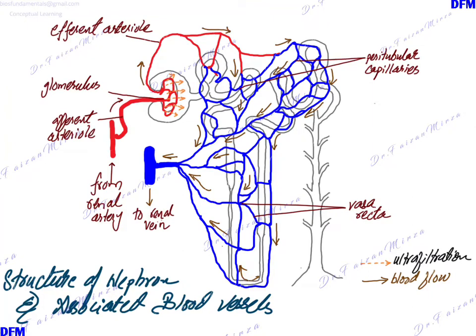Hello students, this is Dr. Faizan Mirza. We are discussing the topic of homeostasis and how the kidney is functioning in promoting the first step of urine formation, which is ultrafiltration.